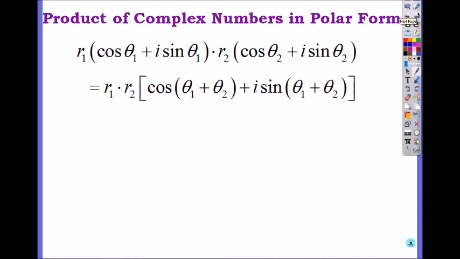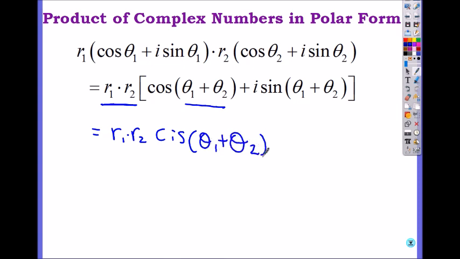What is the product of complex numbers in polar form? Here's the equation. These equations will not be given to you, so you have to remember these. If you have r cis theta times another r cis theta, you multiply the r's together and you add the thetas together. So if you write this in the r cis form, it will be r1 times r2 cis (theta 1 plus theta 2). So you multiply the radius and add the theta when you're multiplying the polar forms.